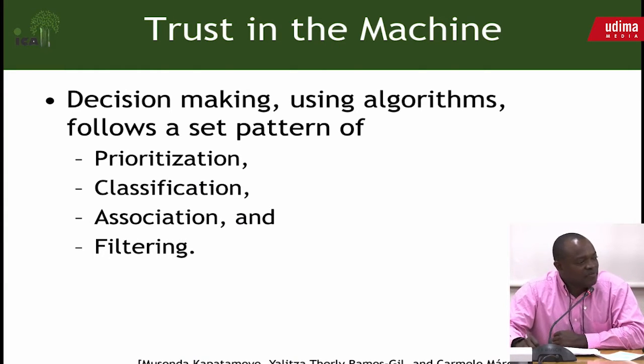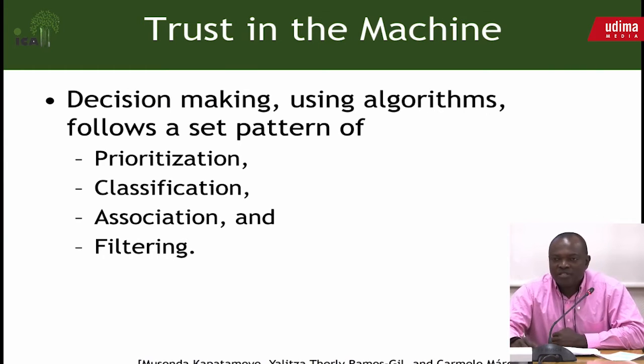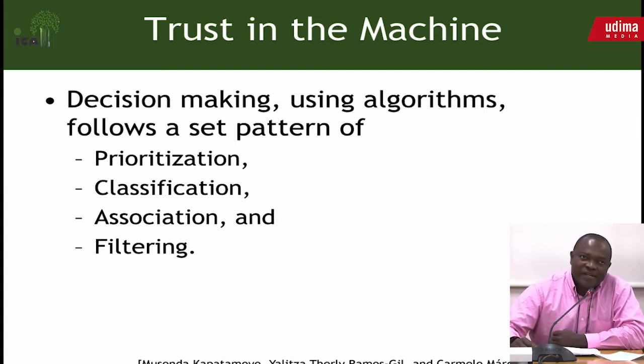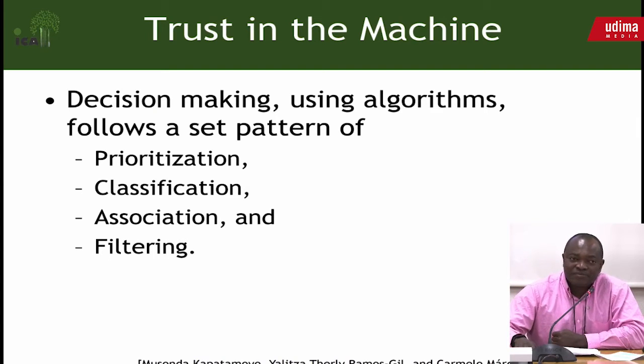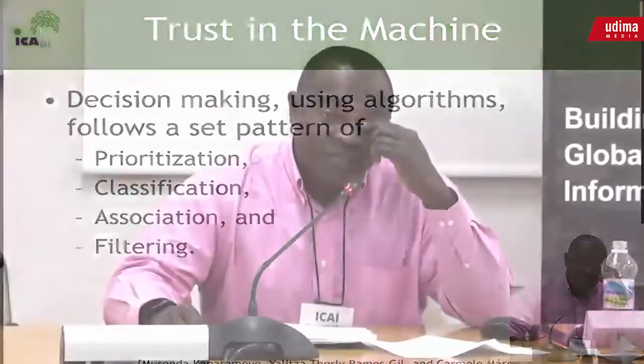But basically, decision making by use of algorithms is going to follow the following processes all the time. The first one is, once presented with data, there's going to be prioritization. So prioritization is ranking 1, 2, 3, 4, 5 in that order. And then there's going to be classification. So within those ranks, the data is classified into categories.